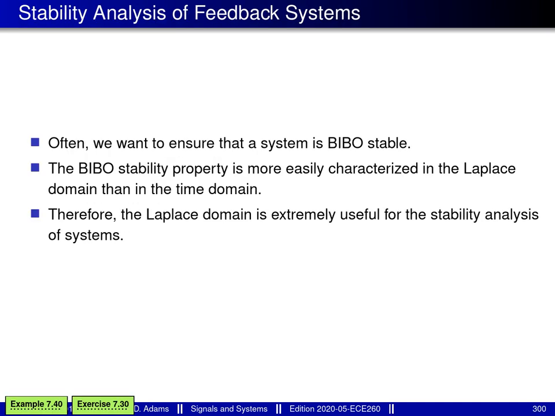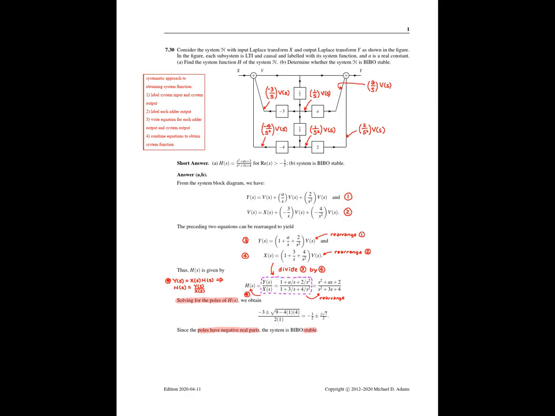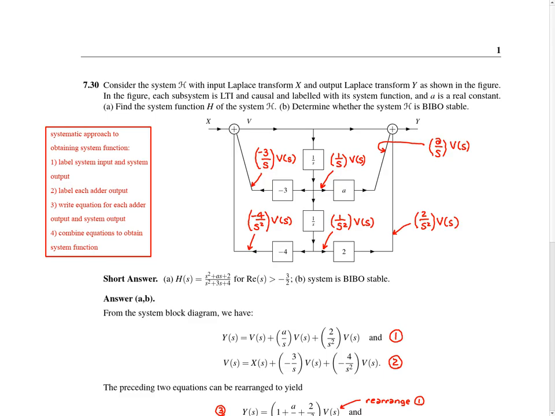Next, I'd like to consider exercise 7.30. In this example, we're given this system script H with input Laplace transform X and output Laplace transform Y, as shown in the block diagram. And we're also told that each subsystem in the block diagram is LTI and causal and labeled with its system function. Moreover, we're also told that the quantity A appearing in the block diagram is a real constant.